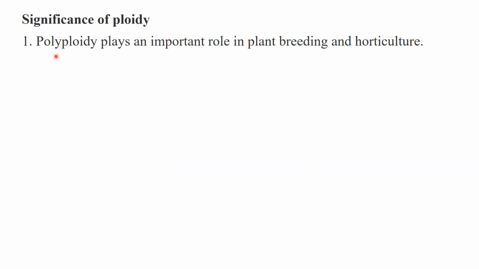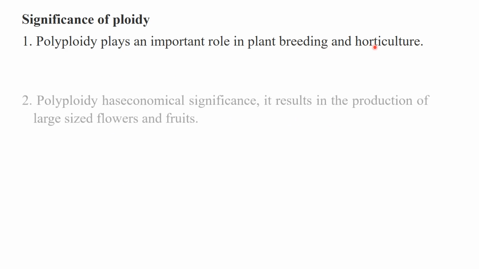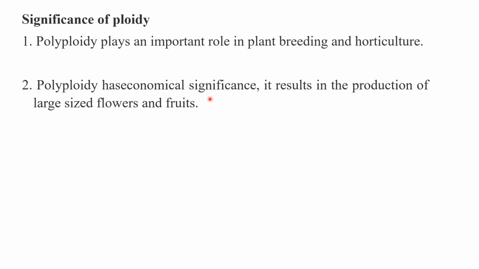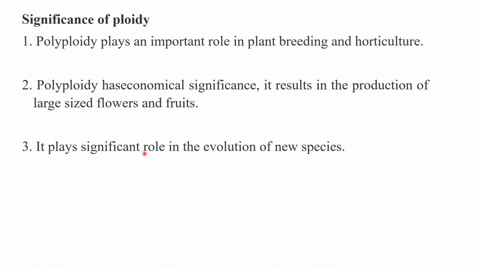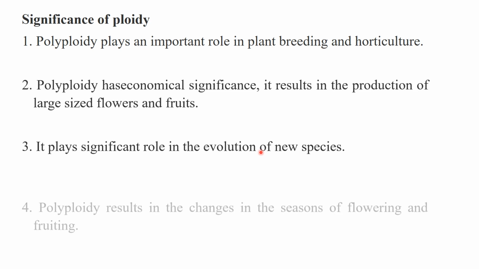Polyploidy plays an important role in plant breeding and horticulture. It has a very important role when we want to produce desired characters. Polyploidy has economic significance. It results in the production of large flowers and fruits. Polyploidy plays a significant role in the evolution of new species. There is a combination of different species. Each organism has a variety or a different number of chromosomes as compared to its parents.